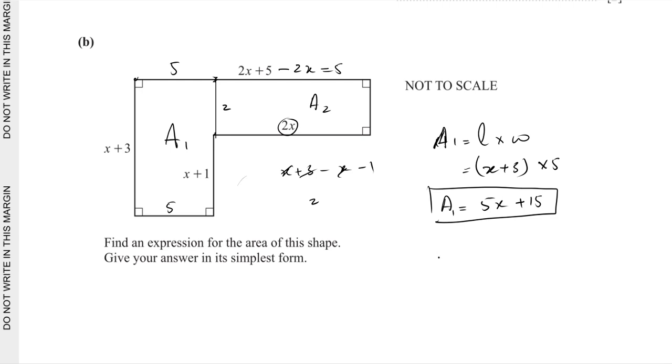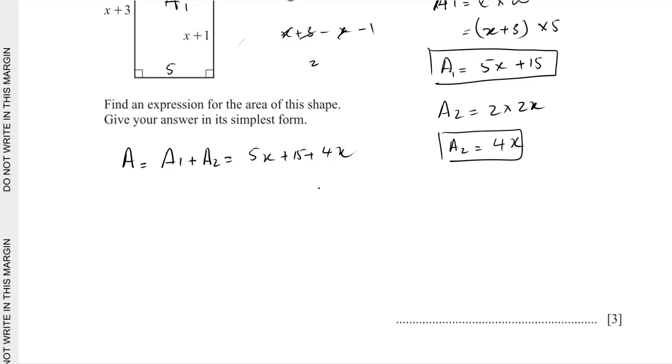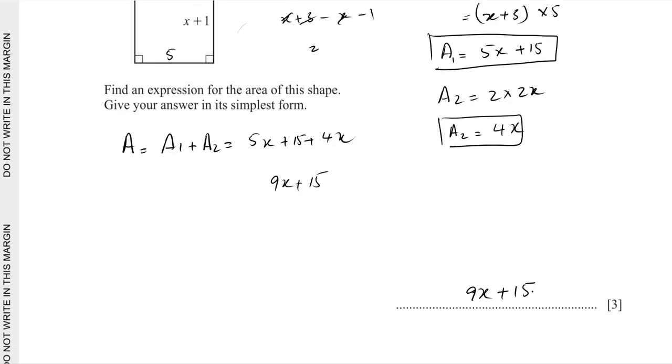To find the area of shape 2, we just have to multiply this length with the width. So A2 equals 2 times 2x, A2 equals 4x. To find an expression for both, we just write total area equals A1 plus A2, that equals 5x plus 15 plus 4x. So 5x plus 4x equals 9x plus 15. So your answer should be 9x plus 15.